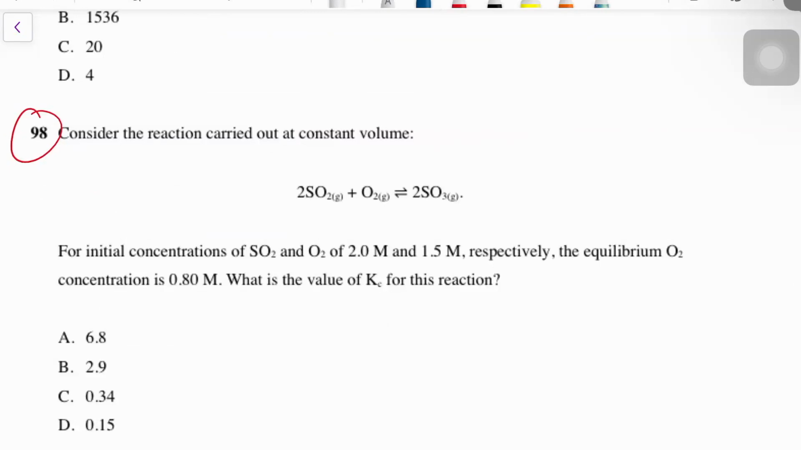Consider the reaction carried out at constant volume: 2SO2 + O2 turns into 2SO3. For initial concentrations of SO2 is 2 molar and 1.5 for O2, the equilibrium O2 is 0.80. What's the value of Kc for this reaction?